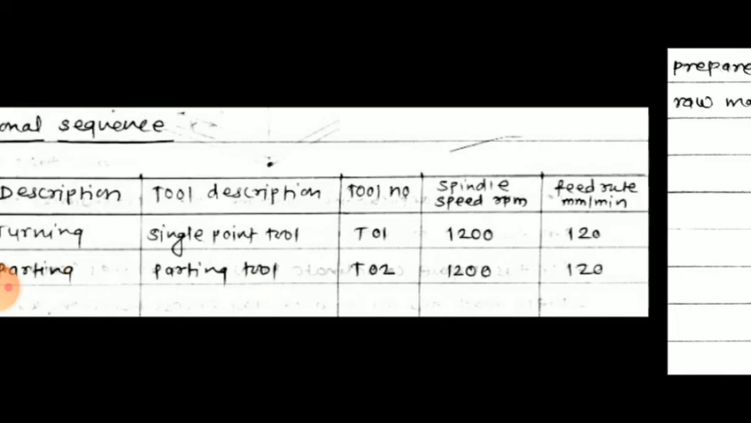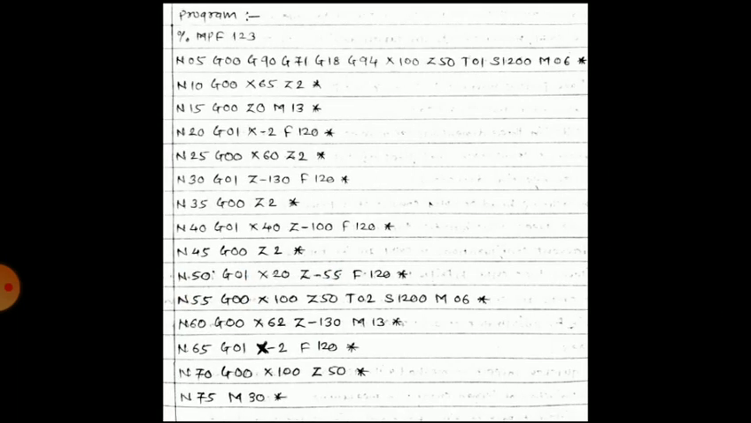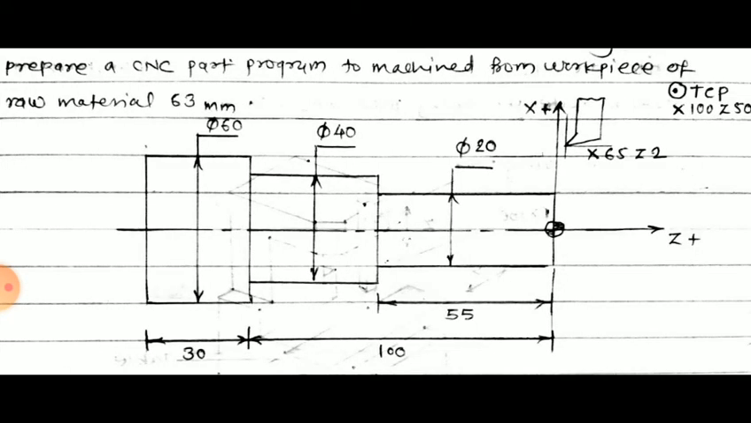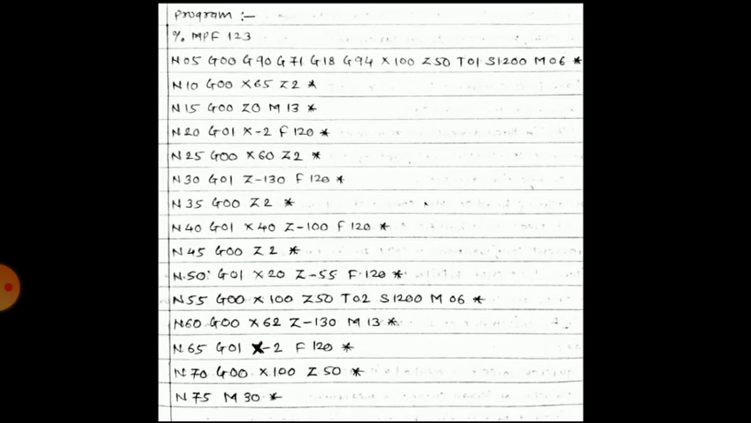Then N70 G00 X100 Z50. Go to the tool change position. And N75 M30 means stop and finish the program, or program stop and reset to start. So this is regarding the CNC part program. This is the first example. Now we will move on.